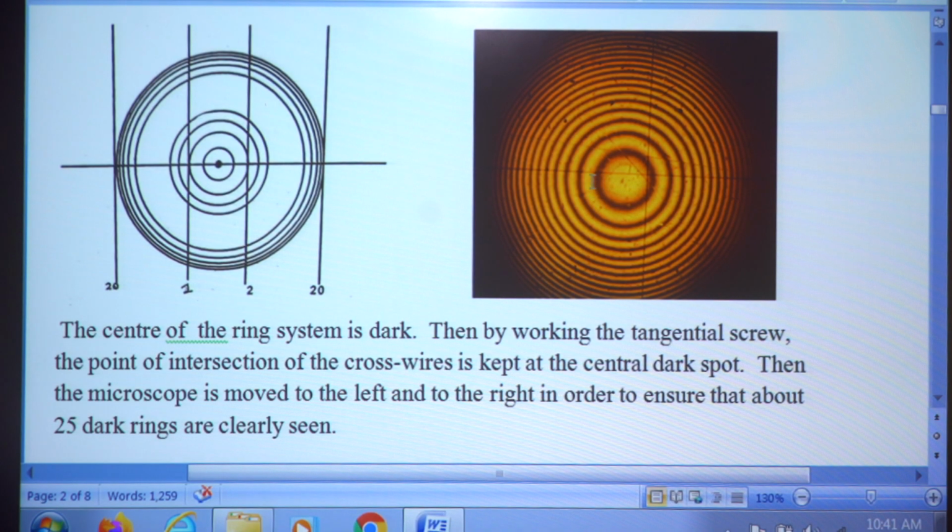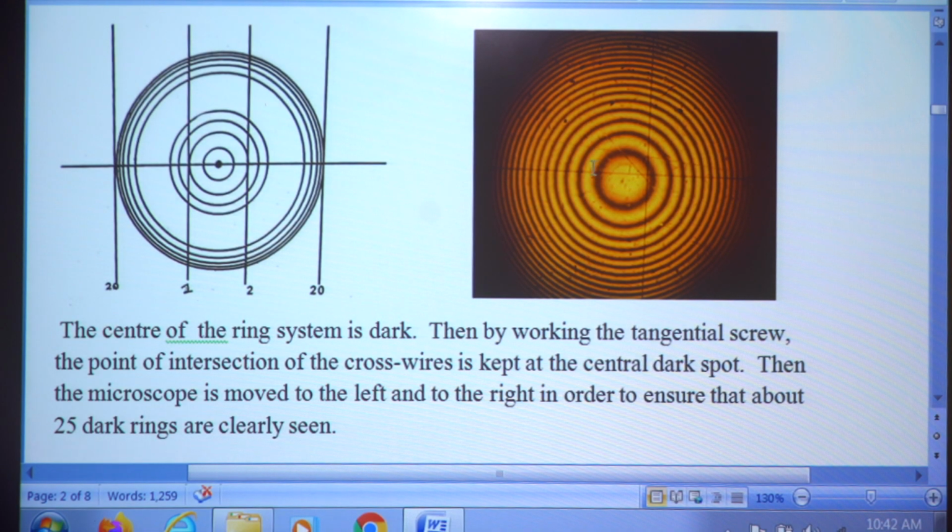Now this is the first ring. Here the vertical crosswire is coinciding over the first ring on the left side. Then the second ring on the right side, third ring, fourth ring, and we can count a number of rings on the right side. Similarly, we can have the same rings on the left side.